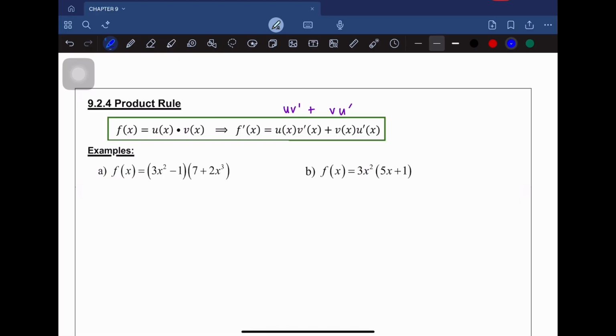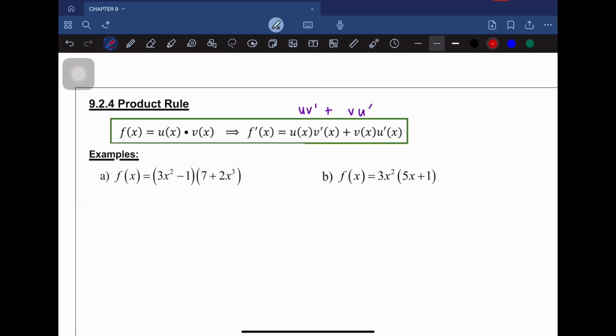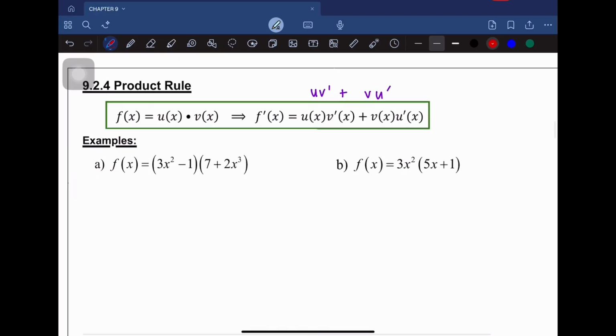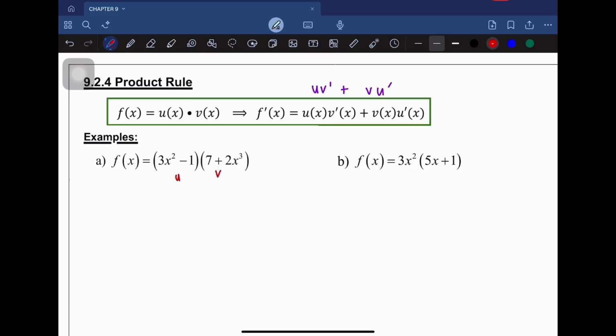Okay, so let's give it a try. So examples A, so ni kita punya U, ni kita punya V. Okay, kita cari U prime dulu. U prime adalah 6x and our V prime is 6x cube. Okay, now baru kita masukkan dalam formula. So formula kata dia akan jadi U V prime. So U kita 3x square minus 1, V prime kita 6x square plus V U prime. V kita 7 tambah 2x cube. U prime kita adalah 6x.